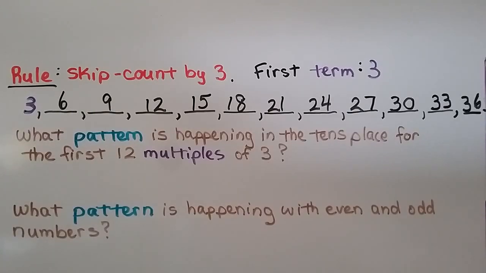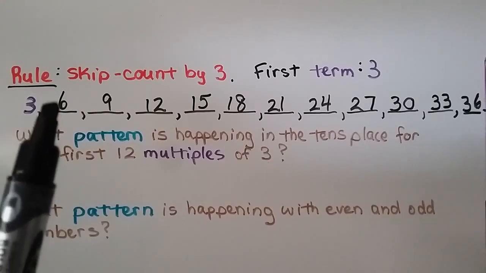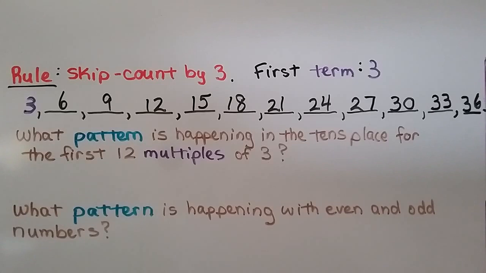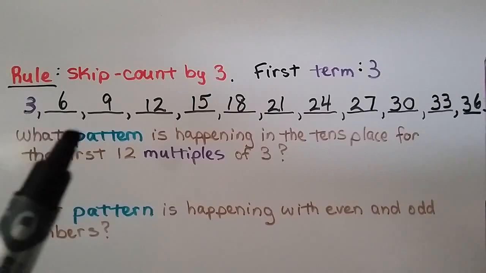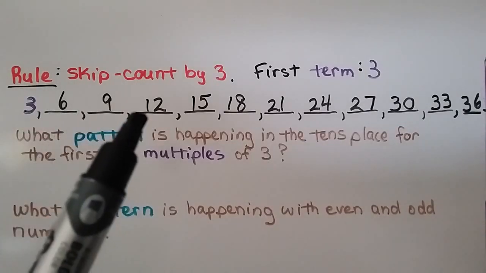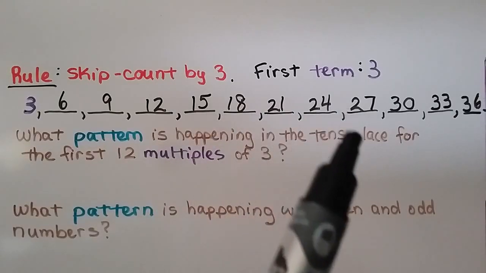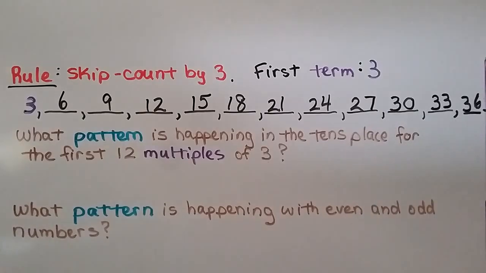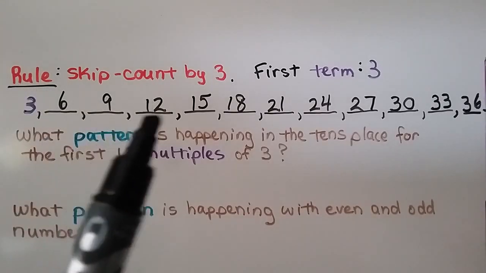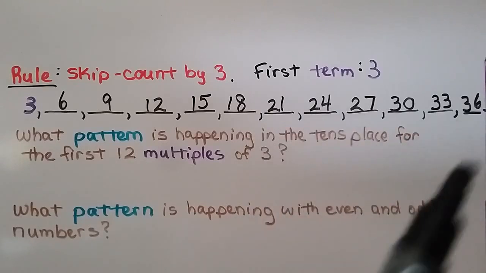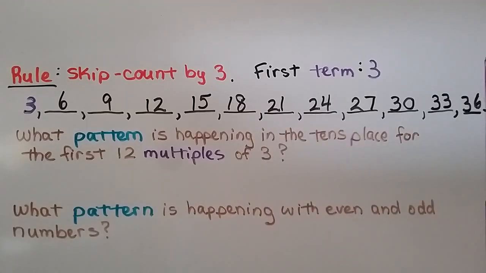So what pattern is happening in the tens place for the first 12 multiples of 3? Well, there's 0 tens here, there's 0 tens here, and there's 0 tens here. There's 1 ten, 1 ten, 1 ten, 2 tens, 2 tens, 2 tens, 3 tens, 3 tens, 3 tens. Do you see that? The tens are 0 0 0, 1 1 1, 2 2 2, 3 3 3. And what pattern is happening with even and odd numbers?